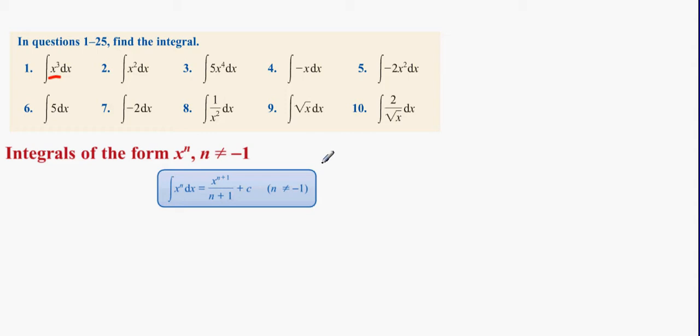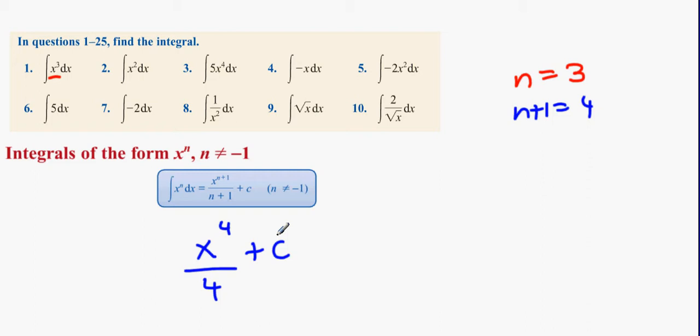Now, what we're asked to do here is, see n plus 1, n equals 3. To integrate this, we're going to put x, and then we're going to add 1 onto n. So n plus 1 therefore equals 4. So it's going to be x to the 4, and we're going to divide it by n plus 1, which is once again 4, and plus c.